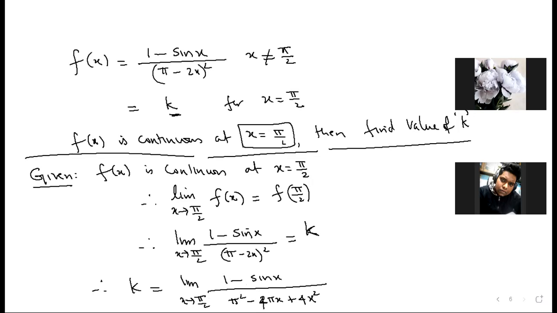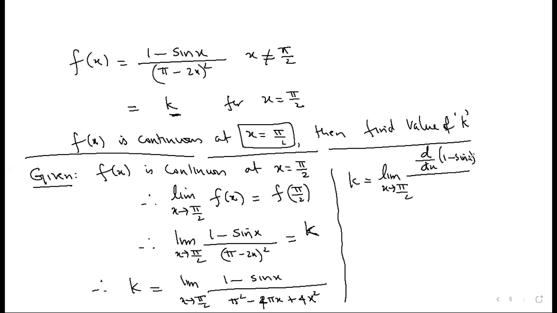Now take the derivative. k is equal to limit x tending to pi by 2. You can also do it by the h method, or the second derivative. This is up to you whether you want to do the derivative method or the limit method. But derivative method is not always possible till 12th standard. After 12th standard everything is possible.